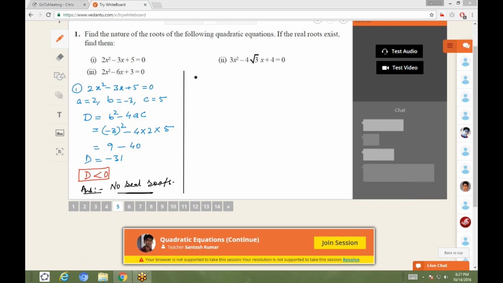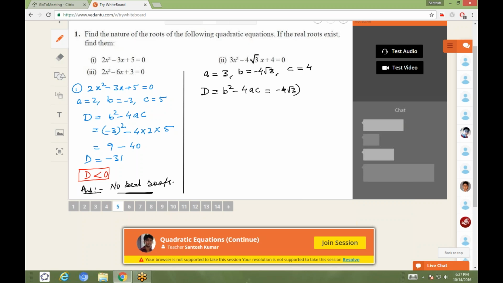Sir, in this equation for the second one, a is equal to 3, b is equal to minus 4 root 3, and c is equal to 4. Very good. Next part, what do we need to do? Exactly. First, we need to solve for the discriminant, which is b square minus 4ac.